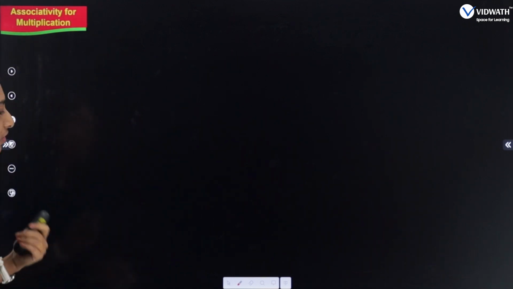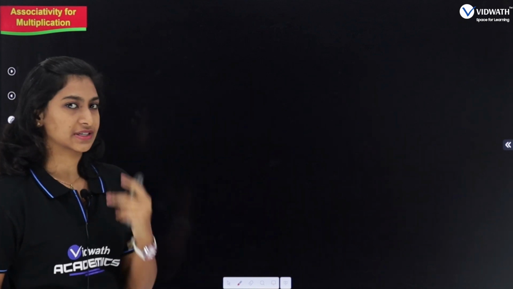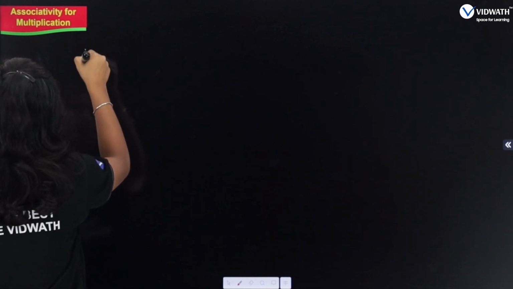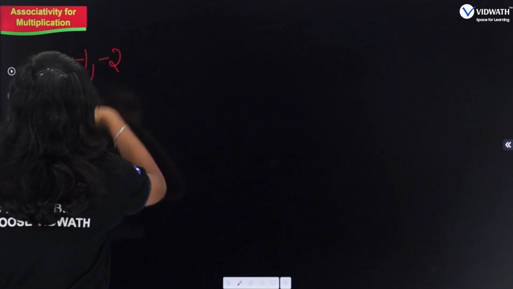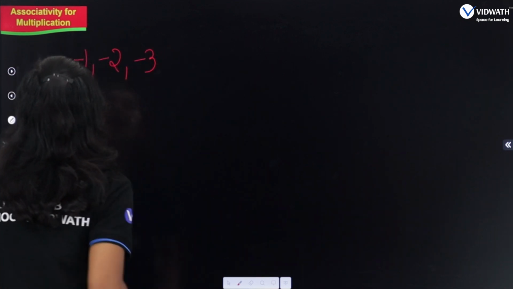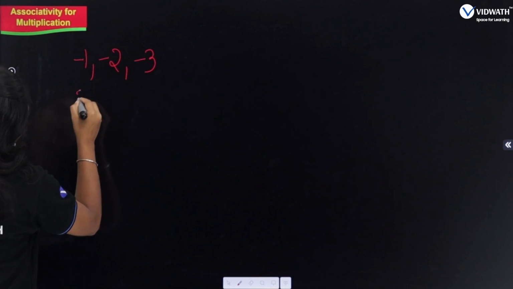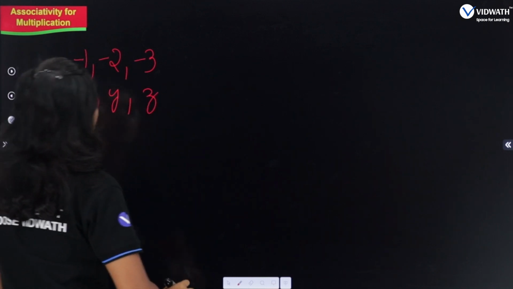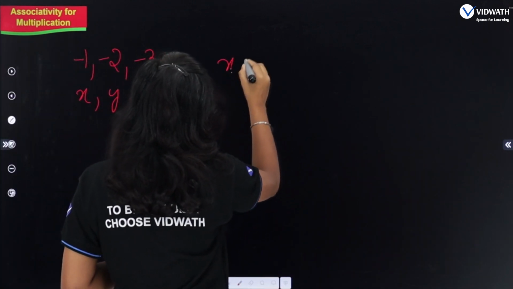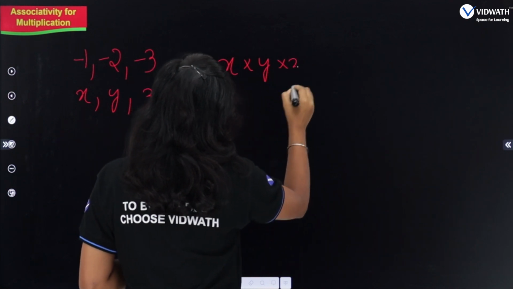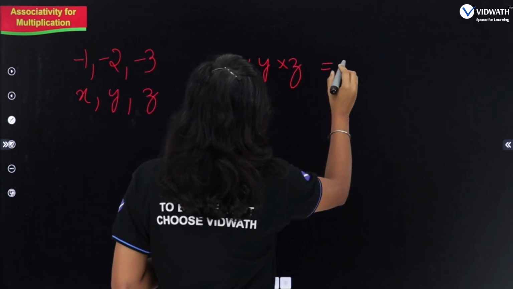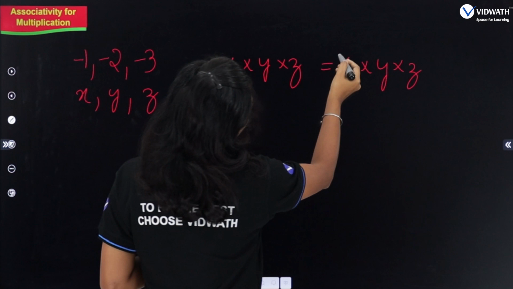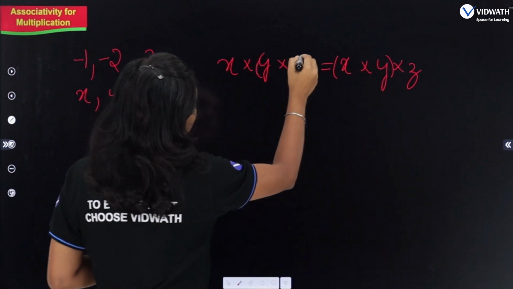Next is the associativity for multiplication. Here we take three integers, that is -1, -2 and -3, and assume -1 as x, -2 as y and -3 as z. So, if I take this as x into y into z, which is equal to x into y into z, and group them. I'll group x and y here, y and z here.